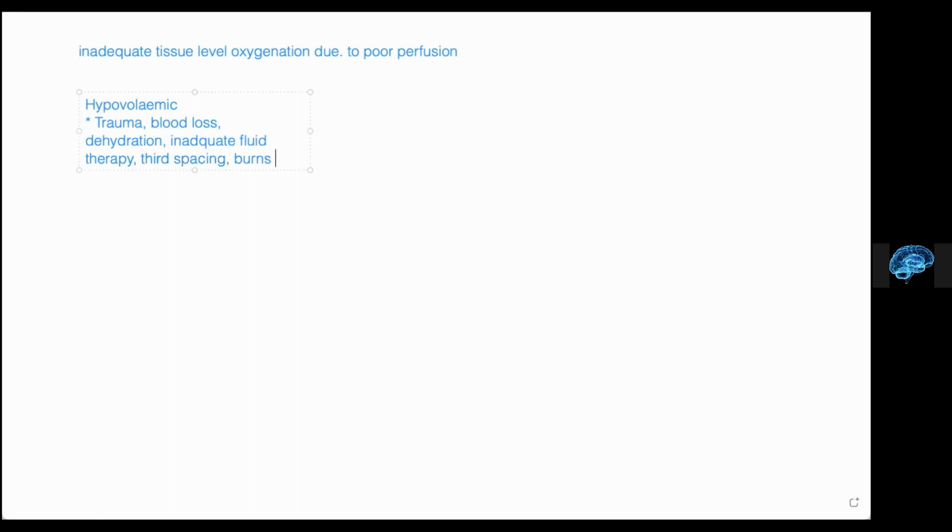Okay, so you'll find that some types of shock overlap in different categories. For example, your burns patient can be distributive as well. Classifications can overlap sometimes, but usually I put my burns patient as hypovolemia because you're losing that skin barrier and your evaporative loss is greater than your fluid input into the body, and that's why you get an overall state of fluid deficiency. The same occurs with third spacing, trauma, blood loss, etc.